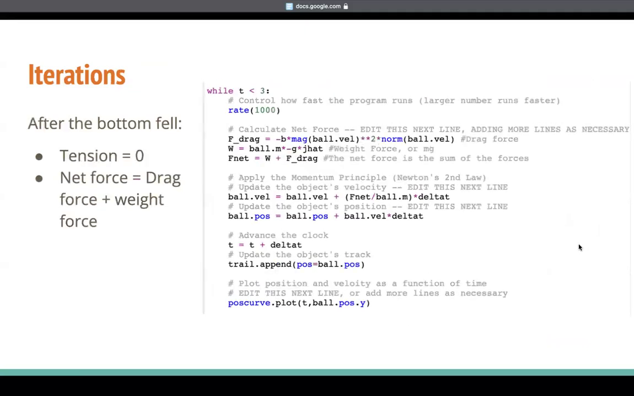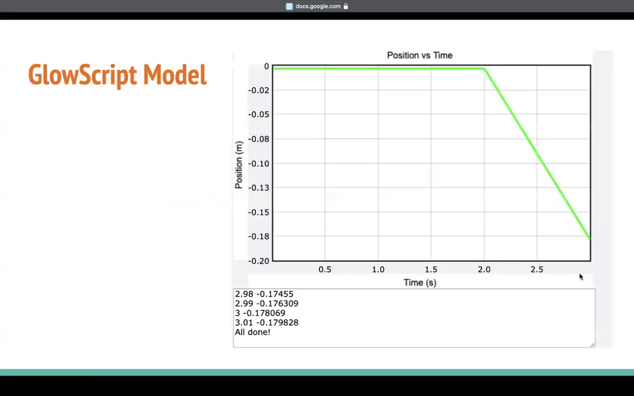And then after the bottom fell, we could see that the tension immediately goes to zero. So the net force is now not zero, it is drag force plus weight force. This is after time is greater than 2 but less than 3. In that very short time, we use this drag equation now in the net force, so that the net force actually has a value. So the dot moves by the velocity equation, and the position actually changes because there is acceleration in the object. You can see this is the GlowScript model, position versus time.